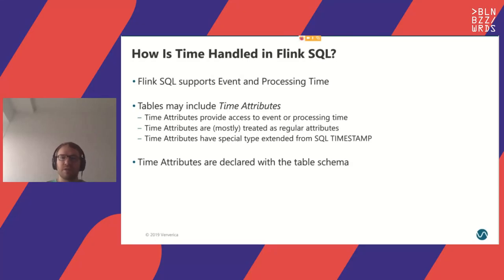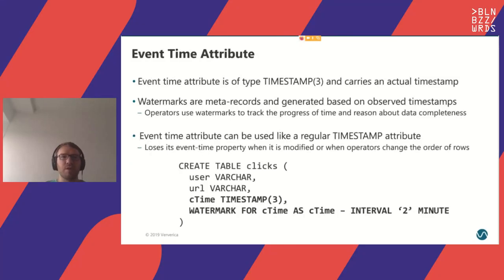And as we've seen before, these time attributes are declared with the table schema. So how does it look for event time? For event time, you basically have to define a timestamp as part of the table schema. Here we call it click time, and it's of type TIMESTAMP(3). And this is an actual field that is really a part of the data.